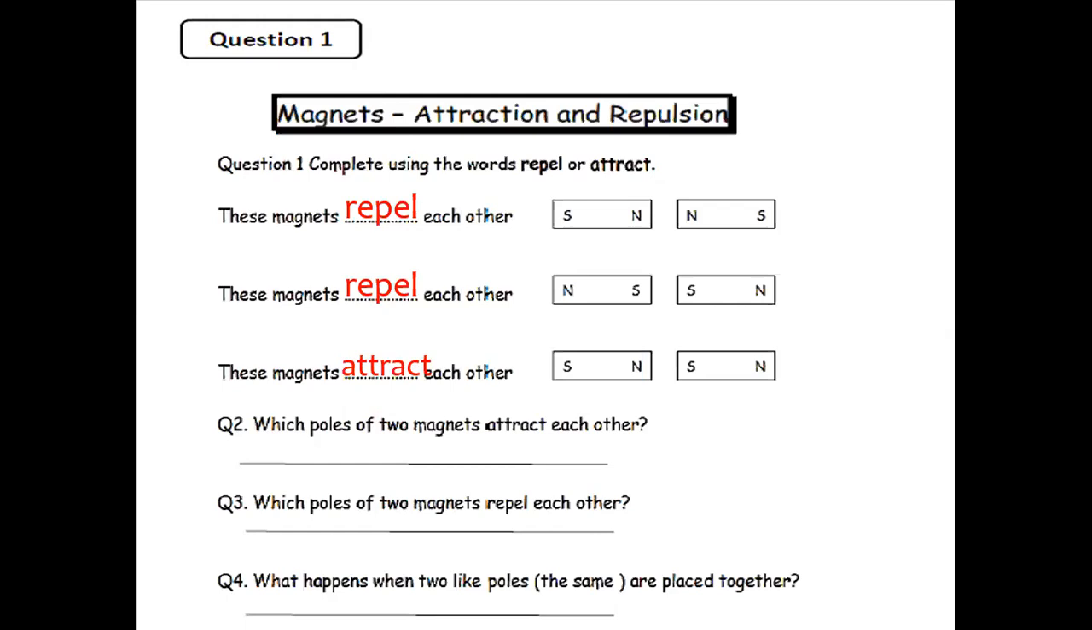Okay, now we will come to question number 2. It says, which poles of the 2 magnets attract each other? Yes, they will be the south and north or north and south. Both of them are correct. Now question 3, which poles of the 2 magnets repel each other? Yes, it will be the south and south or north and north. If I put the south and south beside each other or north and north beside each other, they are going to repel.